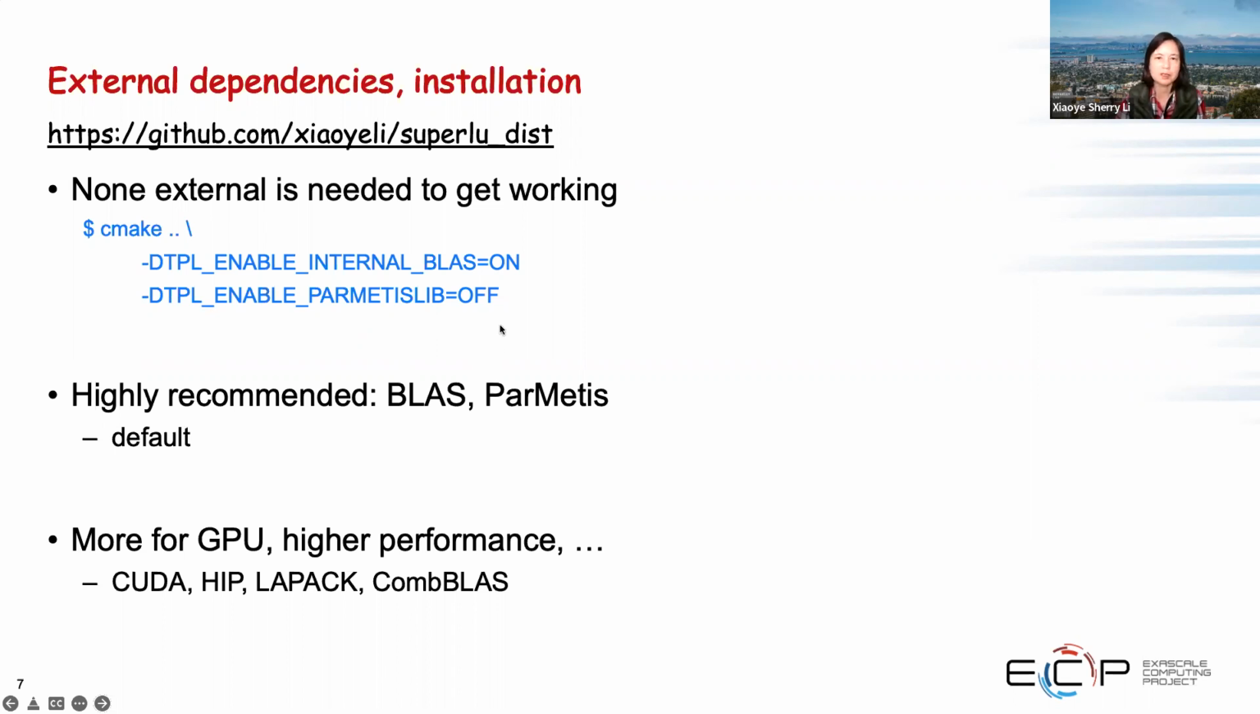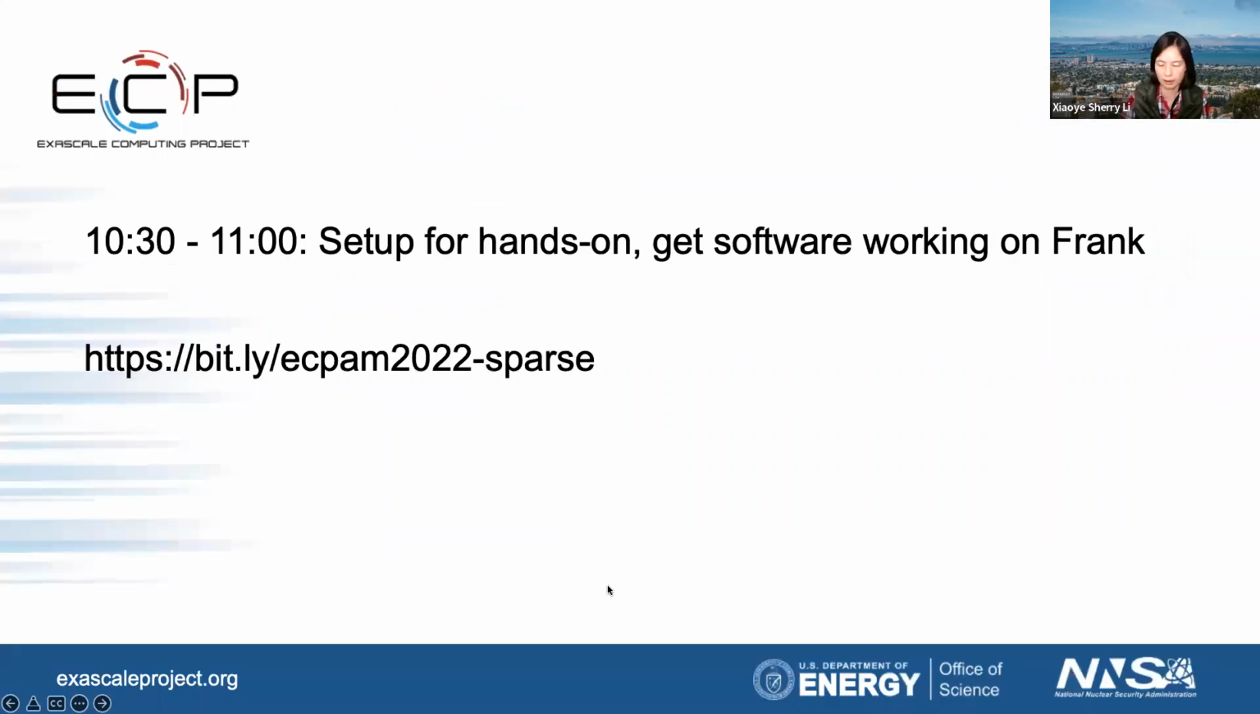But of course, this is not the highest performance. So we highly recommend BLAS and ParMETIS and Scotch, in fact. I didn't list Scotch here mainly because we're using the same ParMETIS interface to access Scotch. So you just need to swap the linking of the two libraries, and you get two different algorithms. And if you want even more performance, there are some other features. So we use, of course, GPU and then the LAPACK combinatorial class. So those are the software stack.